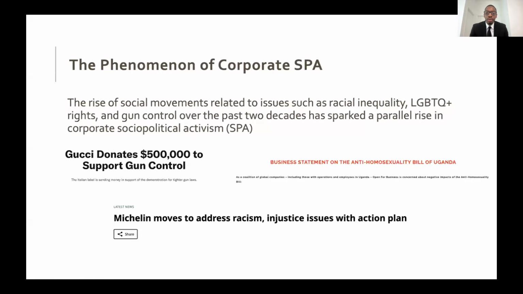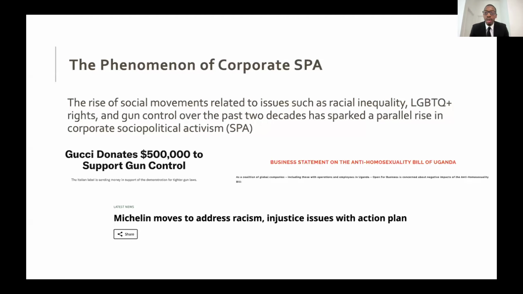You see a number of firms being pressured by various stakeholders to be responsive. And I think over the past decade in particular, we've witnessed a rise in what we deem corporate socio-political activism, which we define as the public demonstration of support for or opposition to a socio-political issue. I'll just give a few examples as listed here.